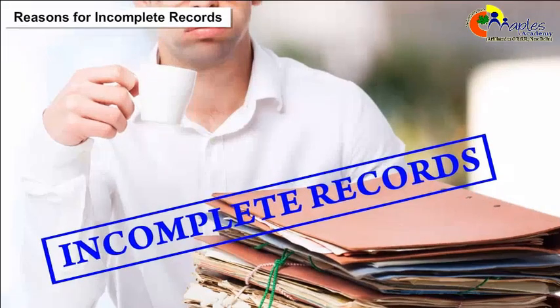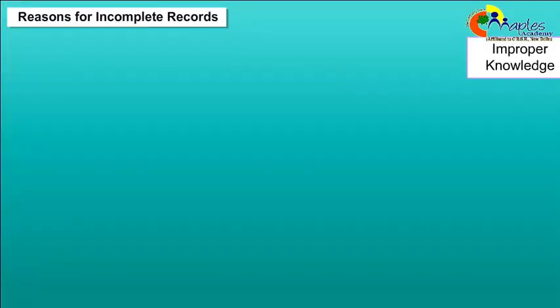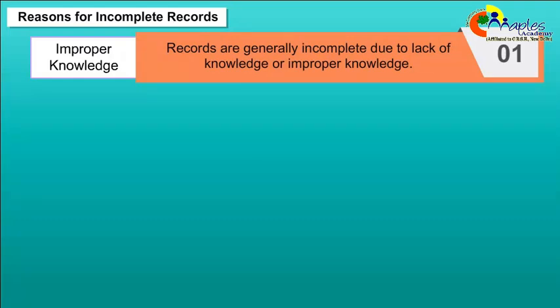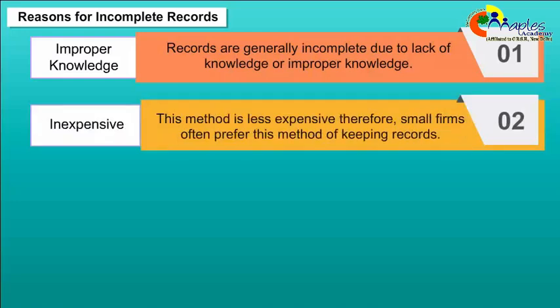Reasons for incomplete records. Improper knowledge. Records are generally incomplete due to lack of knowledge or improper knowledge. This method is less expensive, therefore, small firms often prefer this method of keeping records.